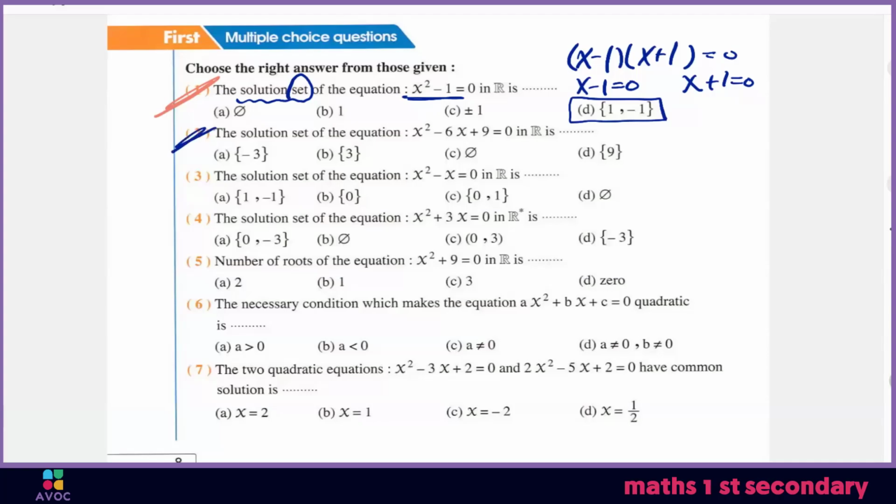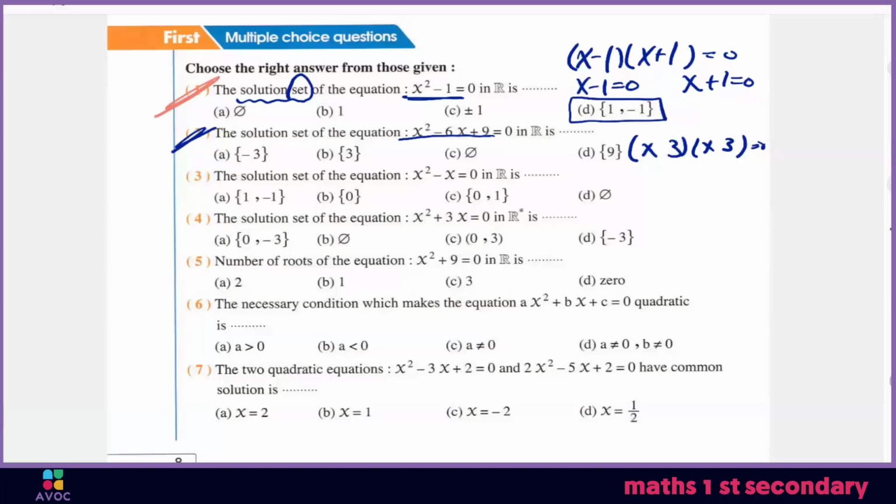Okay. Look at question number 2. How to find the solution set? If you can factorize this expression, you can use factorization. If you can't, you can use the general rule. But this expression can be factorized easily by opening two brackets equals 0. x power 2 is factorized as x times x. 9 is factorized as 3 times 3.